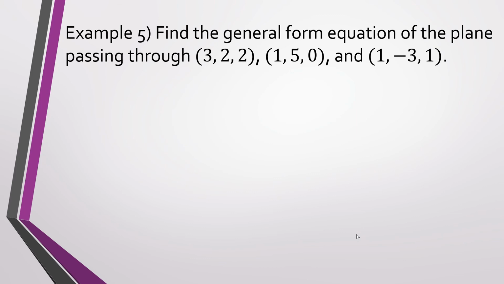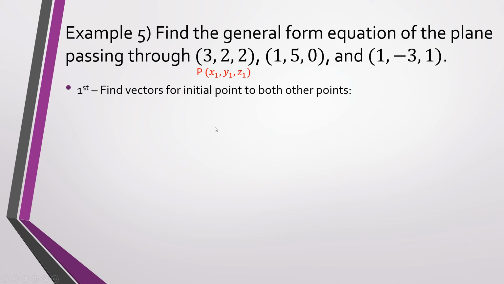Example 5, we're going to find the general form equation of the plane passing through the points (3, 2, 2), (1, 5, 0), and (1, negative 3, 1). Whatever point they list first, you're going to use as your initial point, your P, your x sub 1, your y sub 1, your z sub 1. The first thing we're going to do is find vectors from our initial point to both of these other points, just getting it in component form.